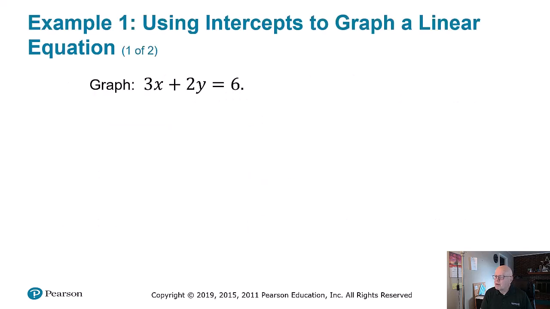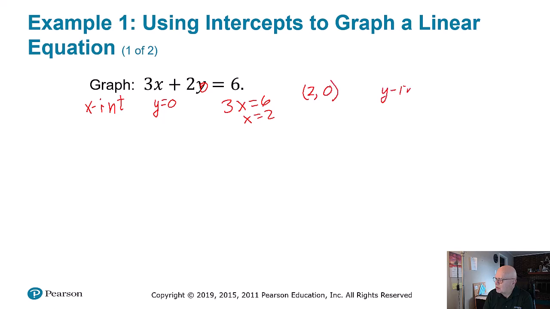So here's an example, 3x plus 2y equals 6. So how would we do this one? First of all, let's suppose we get the x-intercept first. So that means we're going to set y equals 0. So if y is 0, then we'll have 3x equals 6, x equals 2, and we've got one of the intercepts already, (2, 0).